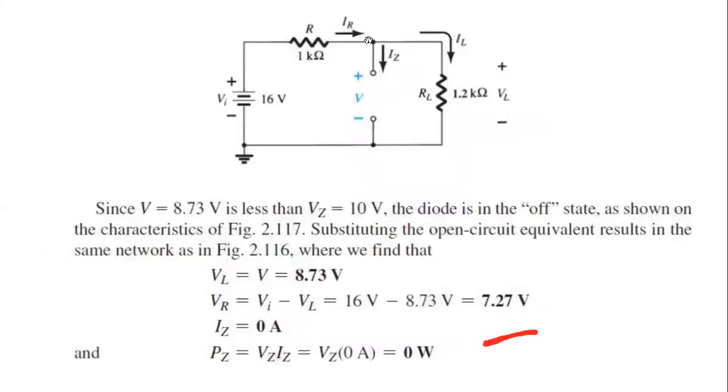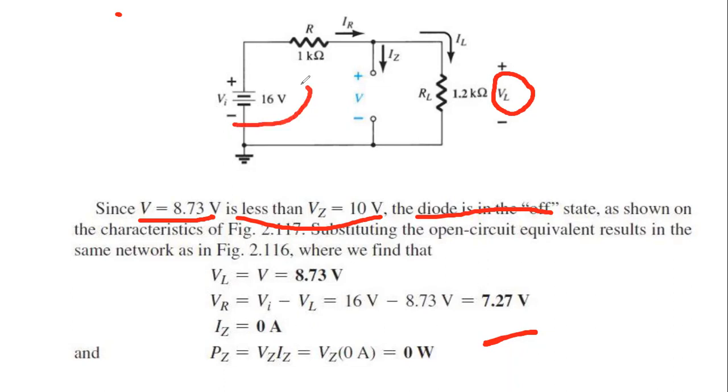So you can see from here that since the voltage is 8.73, which is less than 10 volt, the diode is in the off state, that is, not in the Zener region. So it will be the same as the normal diode condition. There will be no specific difference between the Zener diode and the normal diode. We are told to find out VL, and we already found VL equals 8.73.